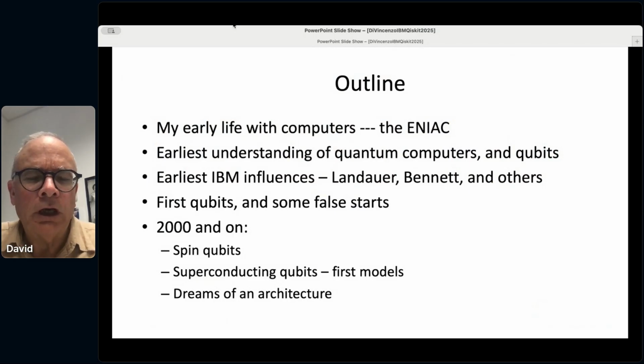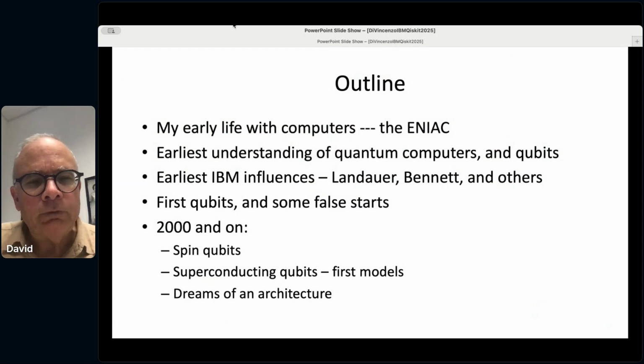I'll talk about my early time at IBM and how I was influenced by Landauer and Bennett and others, and really what the ideas were that were going around at that time. It was really Bennett who prompted the creation of the word qubit, although he's not credited with it directly. We were very concerned at that time with what could be a real qubit, and I'll tell you what the first tries were. Some of them were not promising and didn't remain promising, and some of them have ended up being very promising, but took many twists and turns before they really got going.